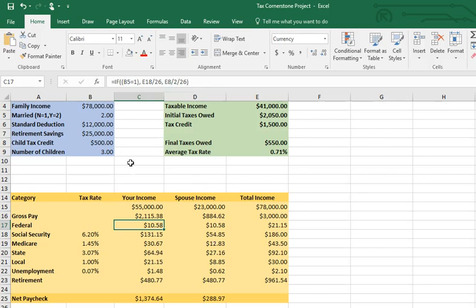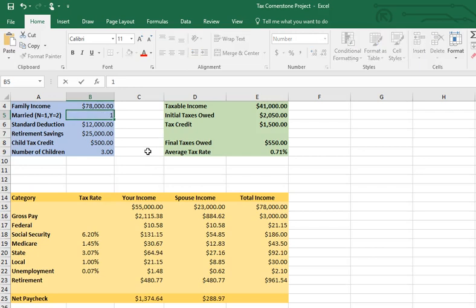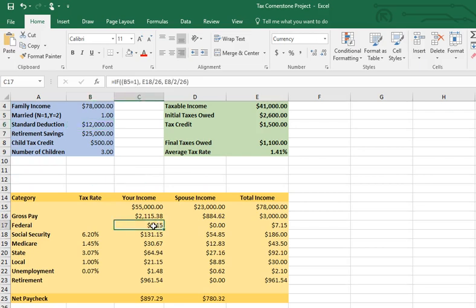So that would mean if we change this number right here to 2 or to 1, watch how this number changes. If I change this number to 1, then all the taxes come off of your paycheck. If I change it to 2, then it splits the taxes between yourself and your spouse. So this is going to be the key number up here. And then over here for your spouse, we're going to say if B5 equals 1, that means that you're single, which means you don't have a spouse.